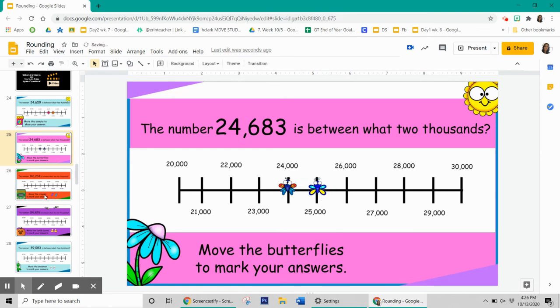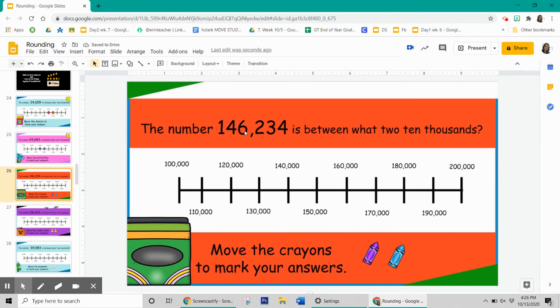Let's do one more. 146,234 is between what two 10,000s? I encourage you to stop the video and try it on your own. So hopefully you've paused the video and that you tried this one. First, we found the 10,000s place. So ones, tens, hundreds, thousands, 10,000, 4.